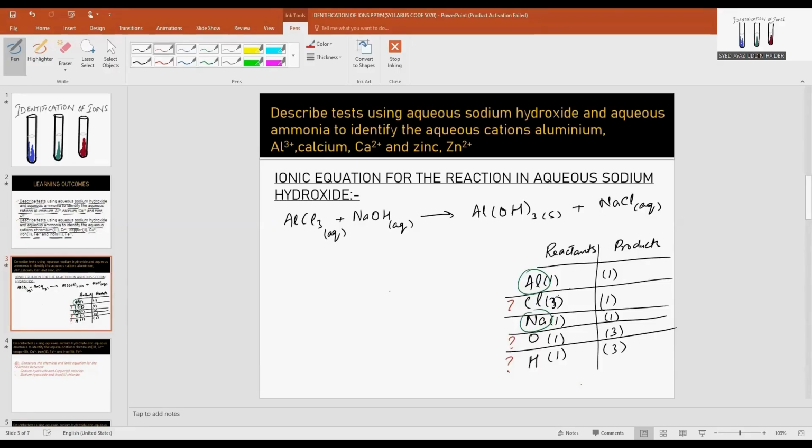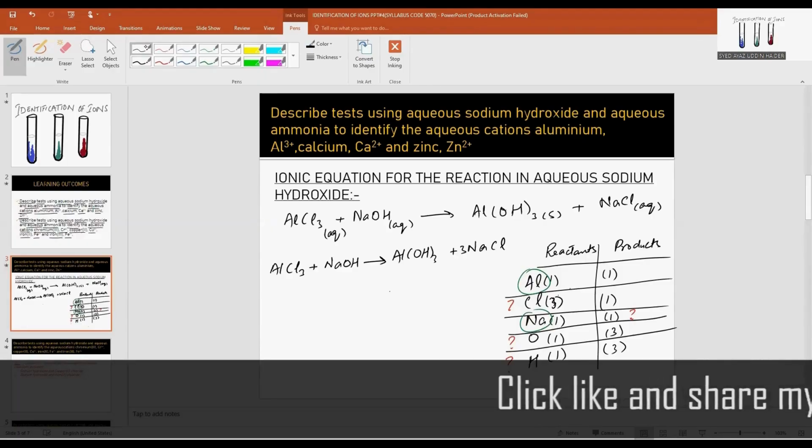What if you place a 3 before NaCl on the product side? Then the equation will become like this: AlCl3 plus NaOH gives Al(OH)3 and 3NaCl. I'm not writing the state symbols as I'm balancing the equation. Now Na becomes unbalanced on the reactant side.